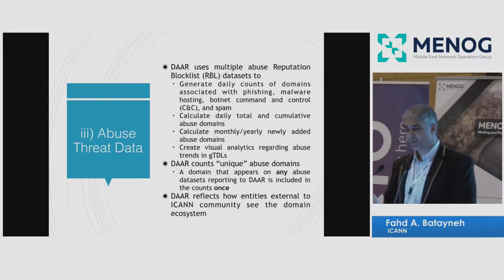Abused threat data, and I did mention that the system at least collects 4 main vectors. So we have phishing, malware, botnet command and control, and of course spam. And when it comes to actually doing a count of domain names, DAAR does a unique count. So if we find that one domain name is abusive across different platforms, that literally counts as one domain name.